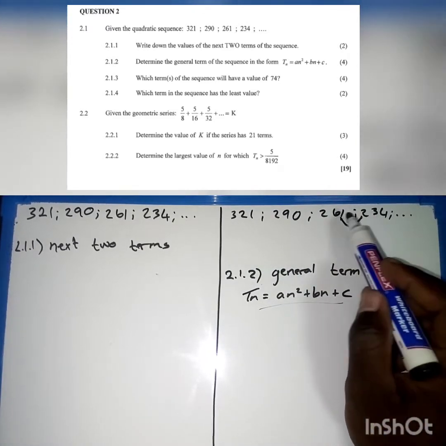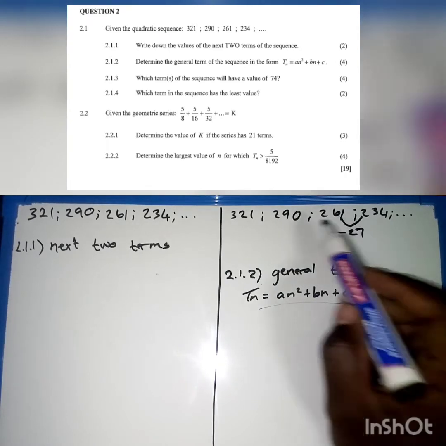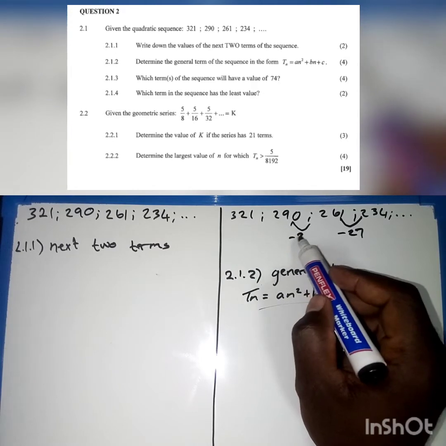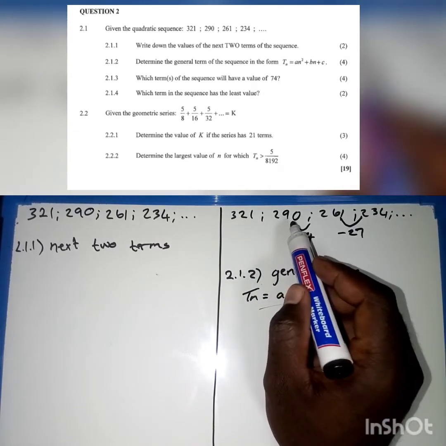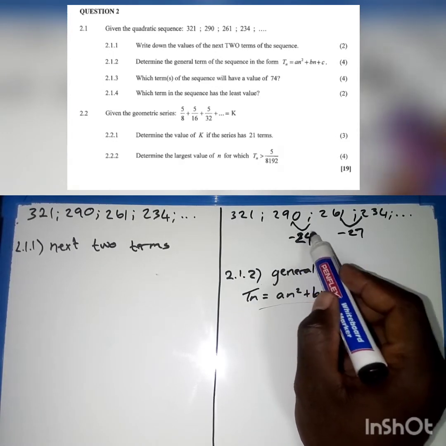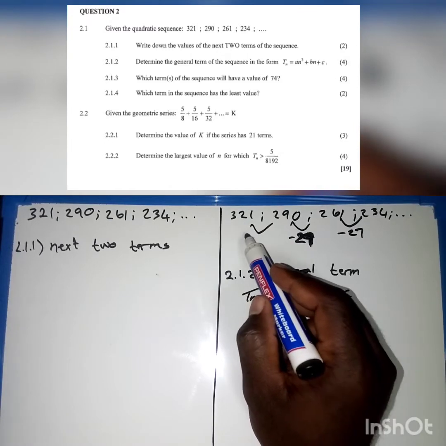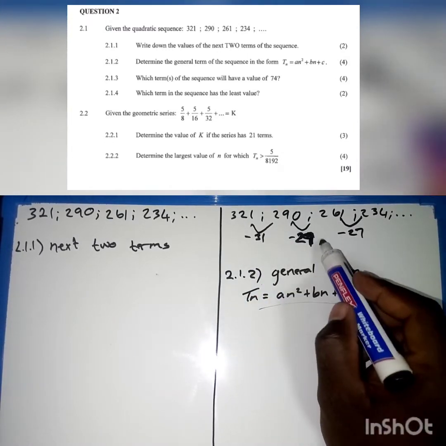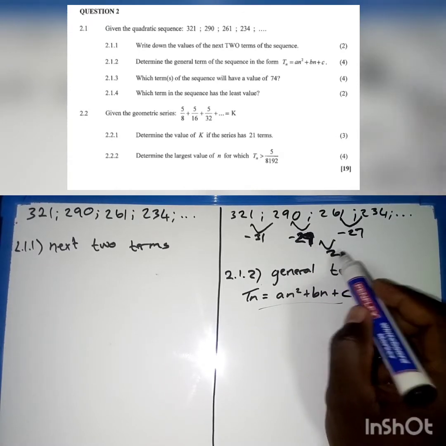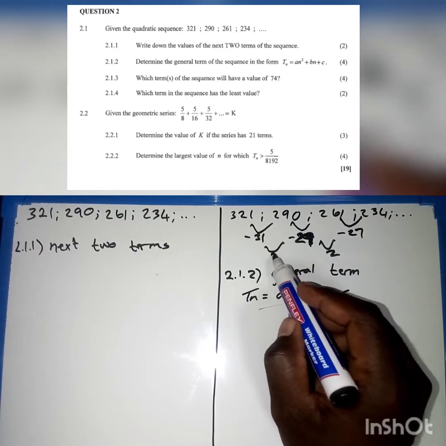So you say 234 minus 261, it gives us negative 27. 261 minus 290 gives us negative 29, and then 290 minus 321 gives us negative 31. And then you find the difference between the differences: negative 27 minus 29 gives us 2, and then negative 29 minus negative 31 gives us 2.